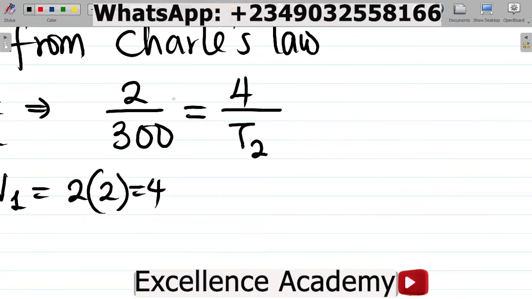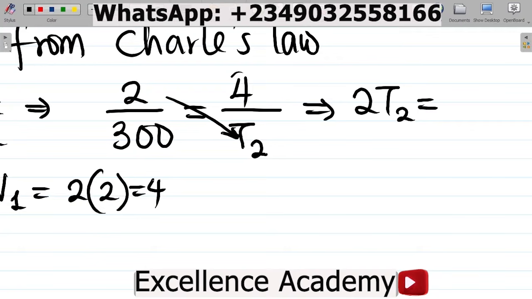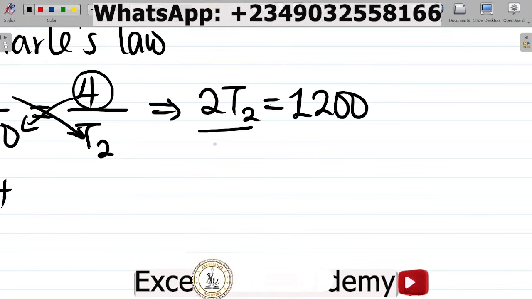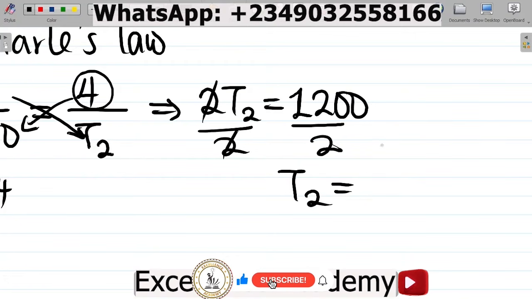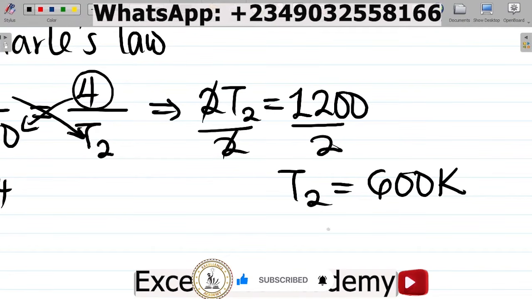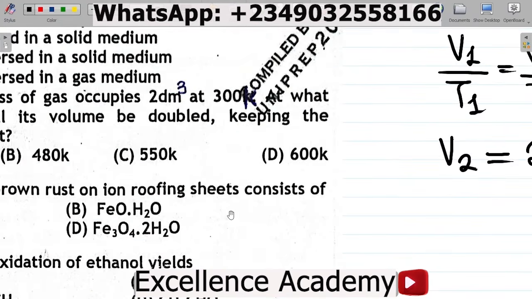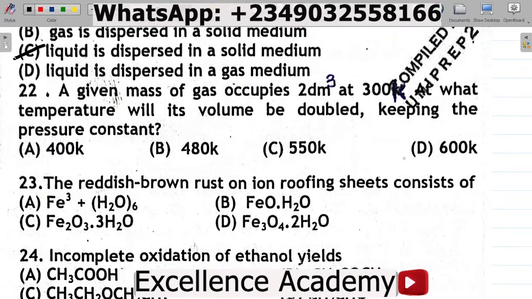From here, if I cross multiply, 2 times T2 gives you 2T2 is equal to 4 times 300, that gives you 1200. To get T2, divide here by 2, divide here by 2, this cancels this. We'll have that T2 is equal to 1200 over 2 gives you 600. Of course, temperature was in Kelvin, so my answer here is simply 600 Kelvin. We'll check which option that is. For 22, that's option D, 600 Kelvin.